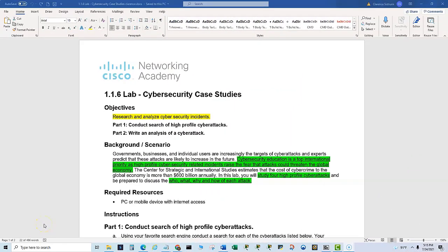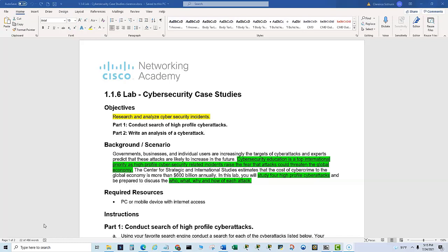Okay, now let's get focused on this new lab. 1.1.6 Lab: Cybersecurity Case Study. We want to research and we want to analyze cybersecurity incidents. In part one, we want to conduct a search of high-profile cyber attacks. In part two, we just want to write an analysis of a cyber attack.